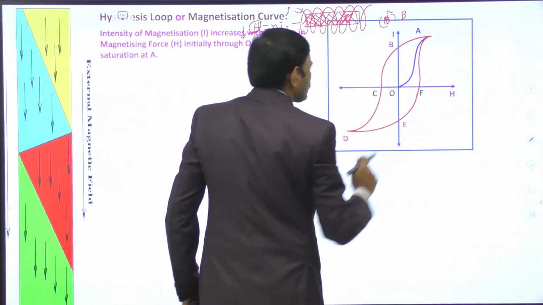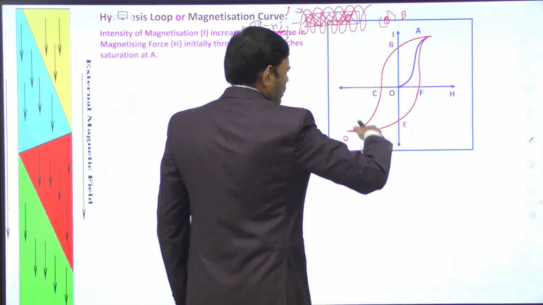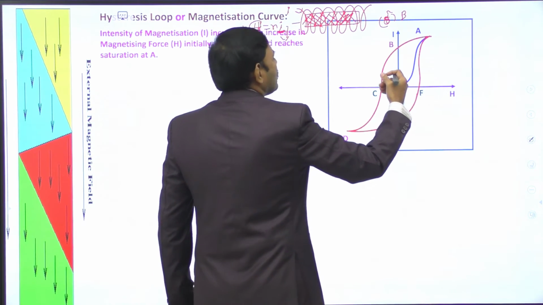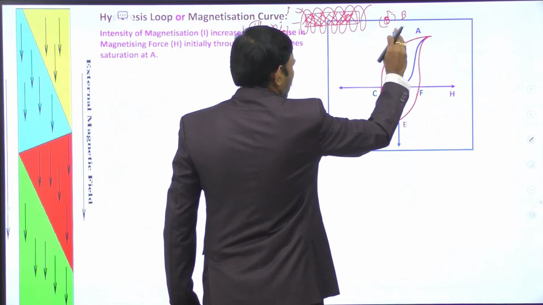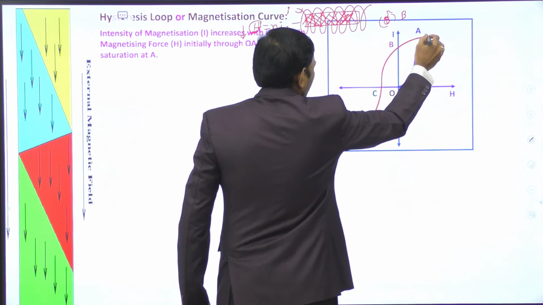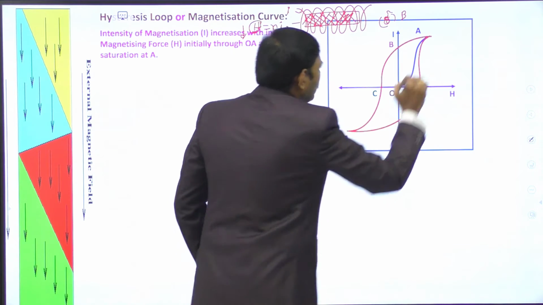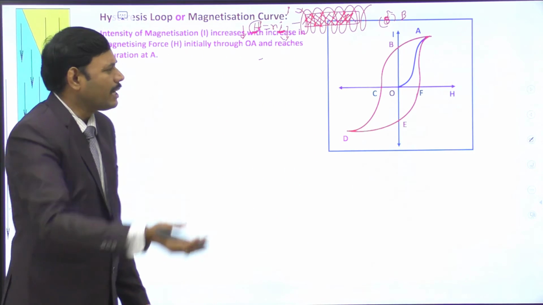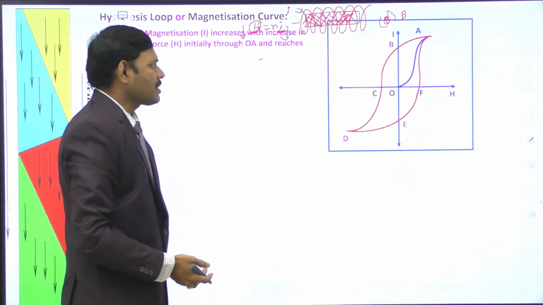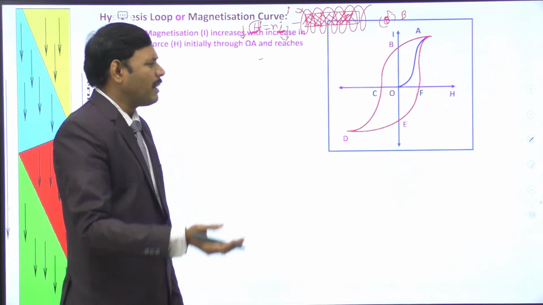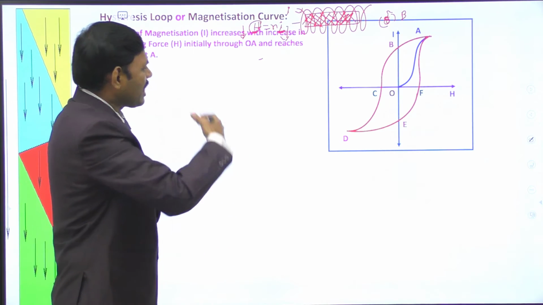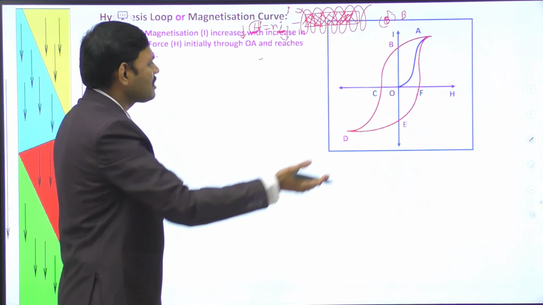As H increases, domains get oriented along the direction of H and I also increases. At a particular value of H, all the domains get oriented along the H direction and the magnet is completely magnetized. That is the saturation value. The magnet reaches the saturation value.